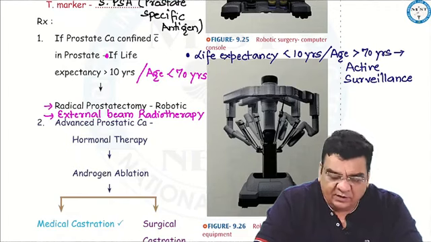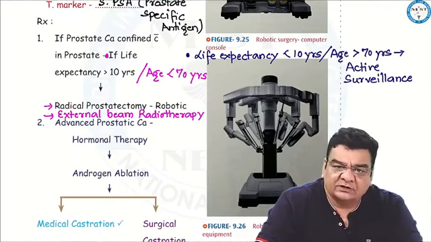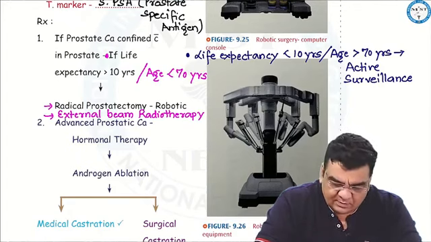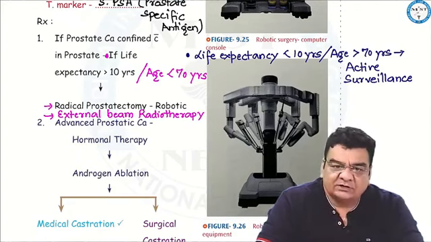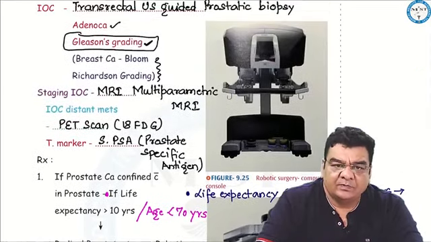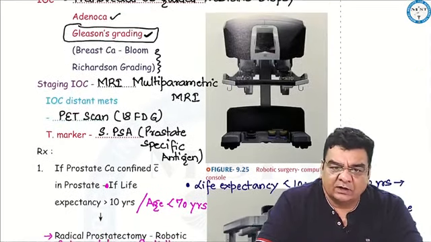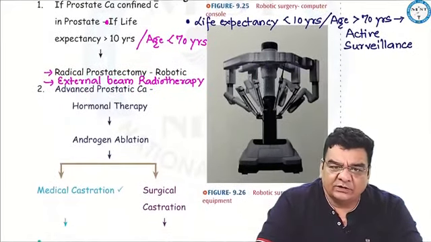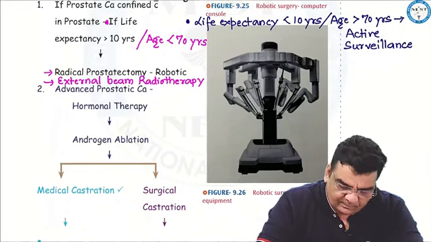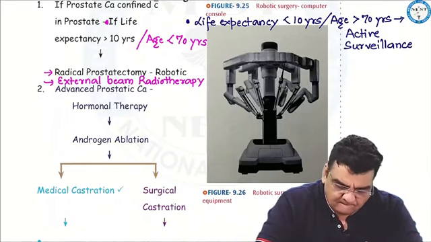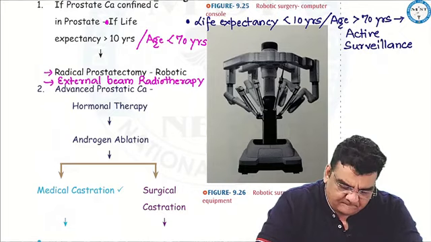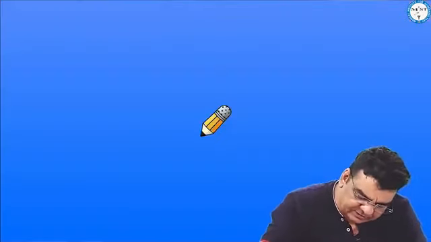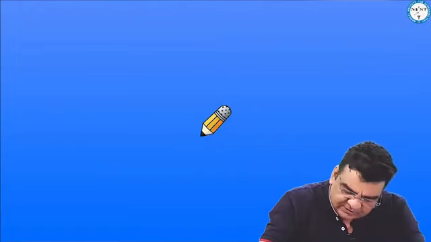To do a radical prostatectomy, nowadays we are using robotic surgery. These are the robotic surgery instruments, what you are seeing here. This is the robotic computer console. These are the instruments which are going to go inside the patient. If we take a look at one of the images, how the robotic surgery is being done.